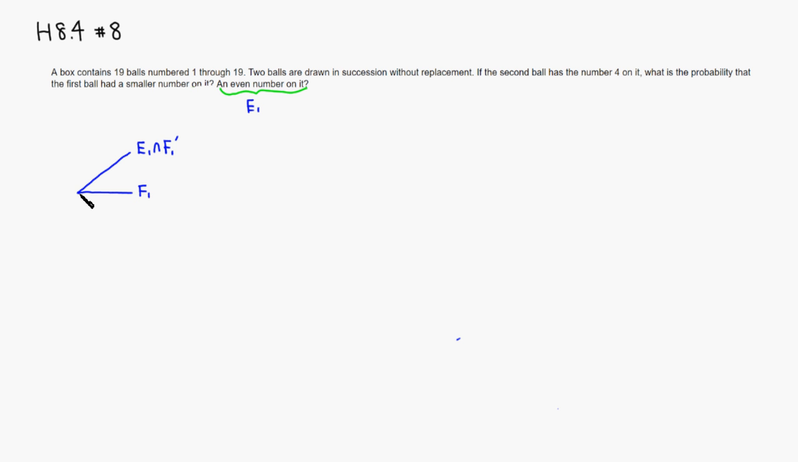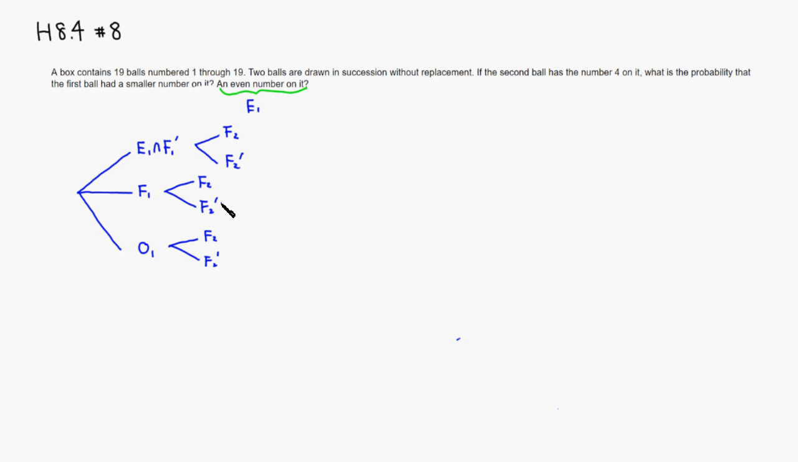Alright, then also there's the possibility of getting an odd number, so I'm going to call it O1. The first possibility is a non-4 even number. The second possibility is getting a 4. And outside of that would be all odd numbers. Then you can either get a 4 on the second draw or not. So, F2 and the F2 complement.